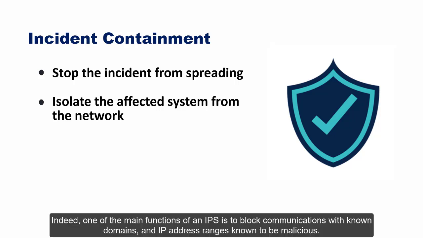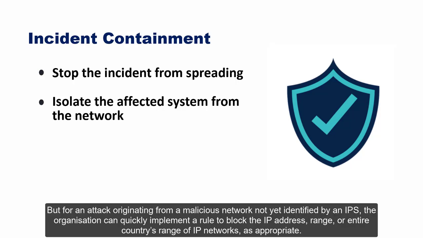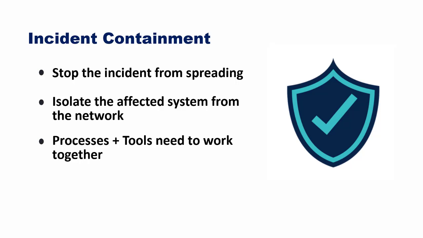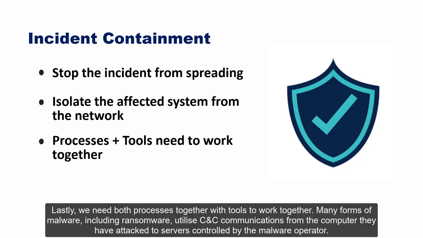Indeed, one of the main functions of an IPS is to block communications with known domains and IP address ranges known to be malicious. But for an attack originating from a malicious network not yet identified by an IPS, the organization can quickly implement a rule to block the IP address, range, or entire country's range of IP networks, as appropriate. Lastly, we need both processes together with tools to work together.